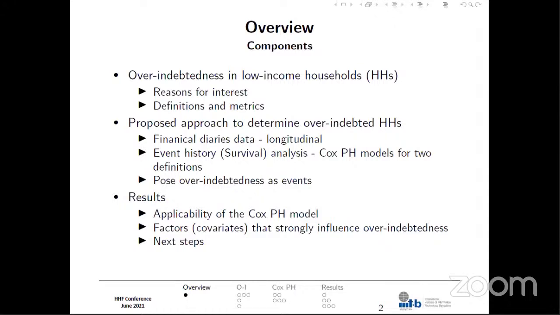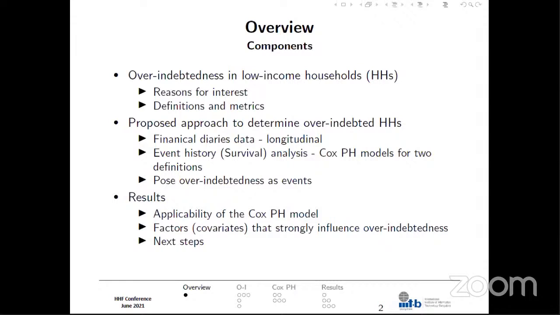In the course of the study, we found that even to define over-indebtedness and how we measure it, there seems to be no consensus on definitions. So there are many definitions, and we'll be looking at some of them. Then I'll briefly describe the method that we have adopted in order to define over-indebtedness and to characterize some households. We'll be using the financial diaries data provided by Dvara.